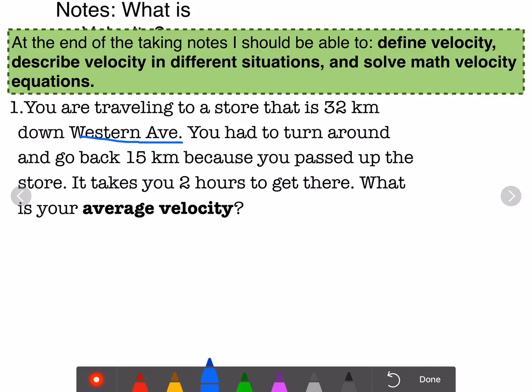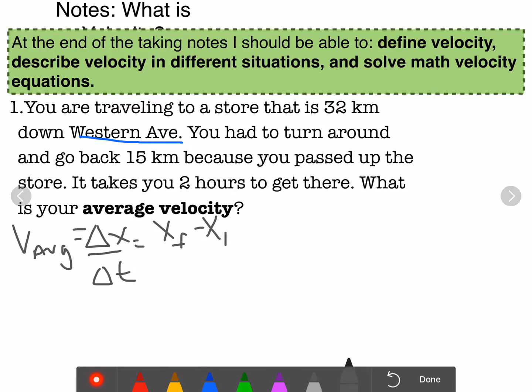So our average velocity equation here, I'll use black. V average is equal to change in x over change in t, right? And then we have x final minus x initial divided by t final minus t initial. Now our x final, you had a store that is 32 kilometers down Western Avenue, so our x final is going to be 32 kilometers.